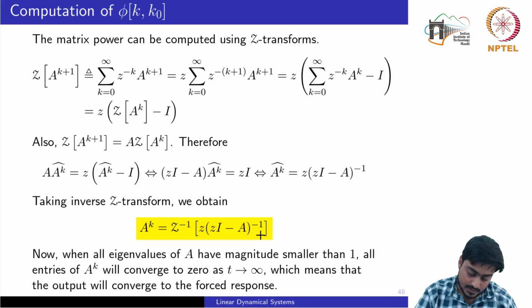Now similarly, if all the eigenvalues of A have magnitude smaller than 1, because all the eigenvalues should lie inside the unit circle, then all entries of A to the power k will converge to 0 as k tends to infinity. Which means that the output will converge to the forced response.